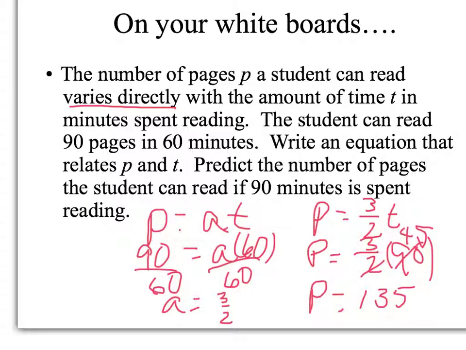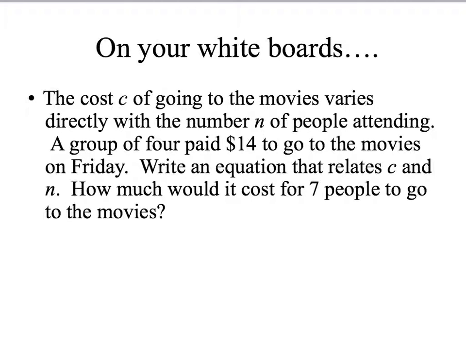So 135. So you can read 135 pages if you read for 90 minutes. It's really cool to know. You might need to know how long it's going to take you to read. Say you had 70 pages of anatomy and physiology to read. You can set up a time schedule for yourself. Okay, on to the next example.